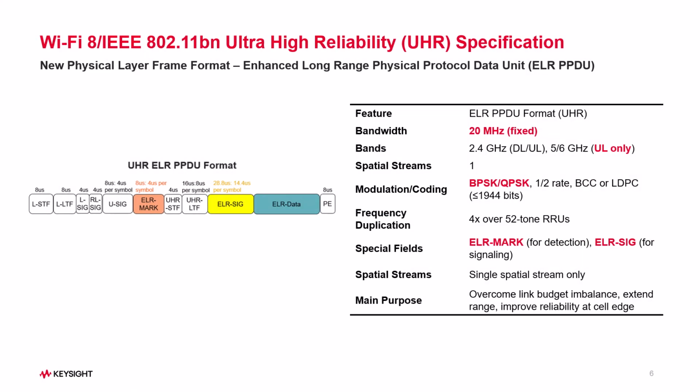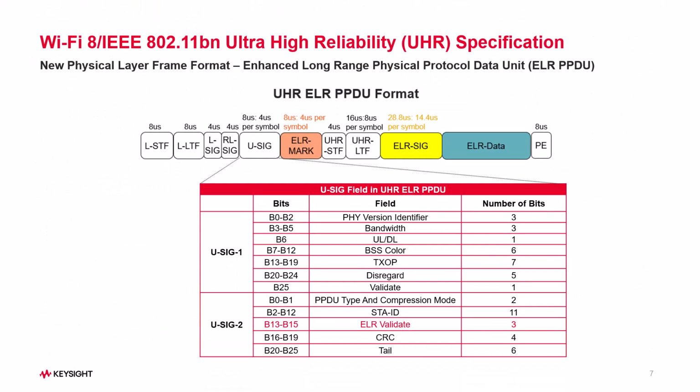So what makes ELR PPDU special? It's built for long-range communication, especially at the cell edge. It runs on a fixed 20 MHz bandwidth, supports a single spatial stream, and uses BPSK or QPSK modulation with a half coding rate. Plus, it features 4 times frequency duplication over 52-tone resource units for better robustness. Let's zoom in a bit.